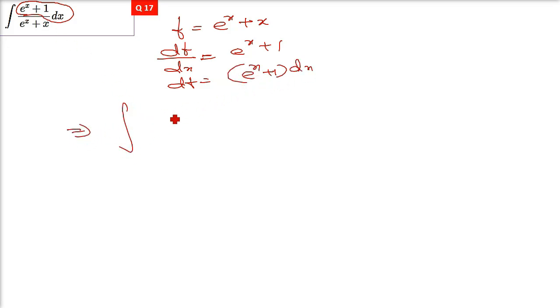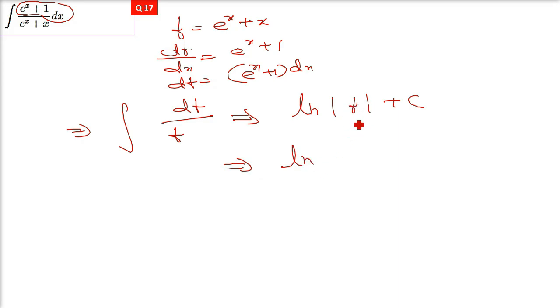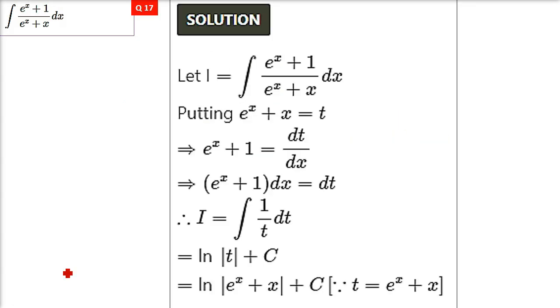Now this you can just replace it by dt. So the numerator becomes dt here. The denominator is e raised x plus x, which is t, and the result will be log modulus of t plus c, ln basically. What will be t? This t you assumed to be e raised x plus x, so just replace it by e raised x plus x plus c. This is your answer. So what is the result? This is your result. Okay.